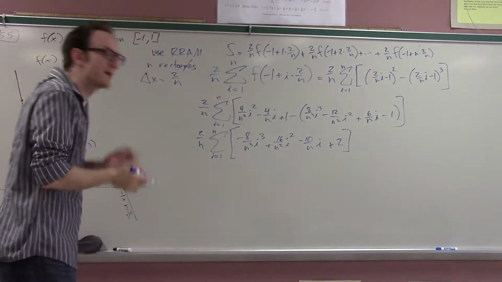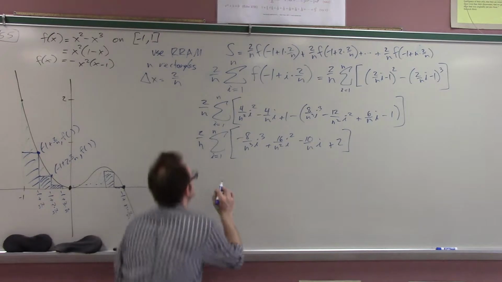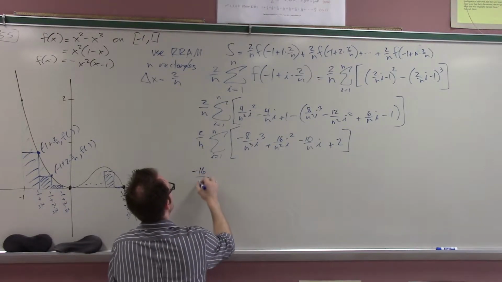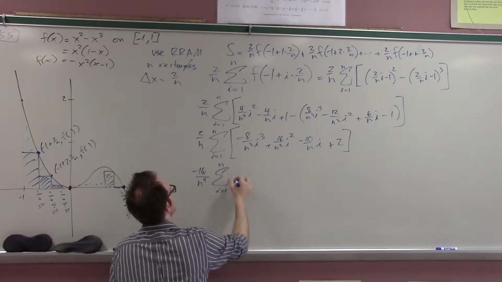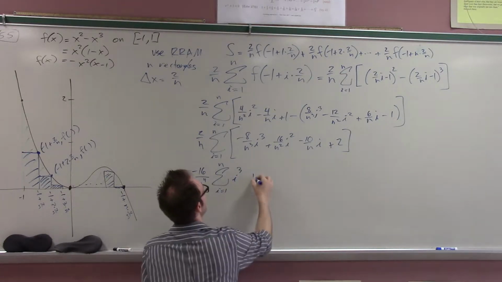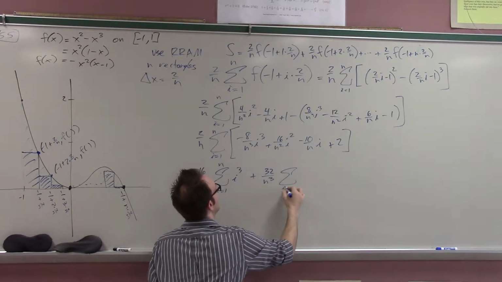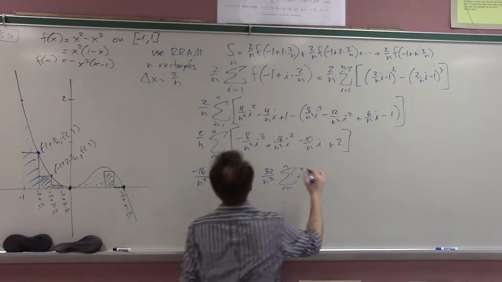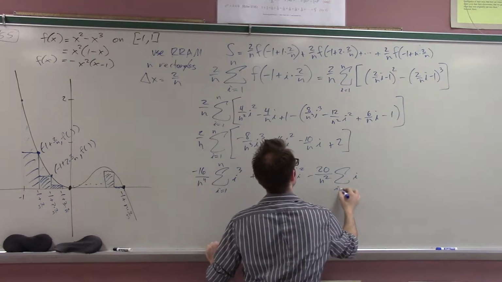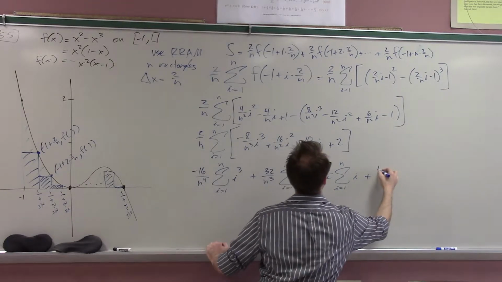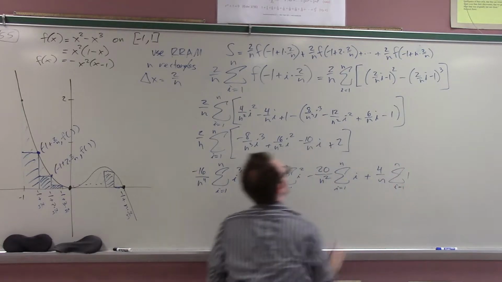Alright, it's really not so bad, but you do have to be careful and not drop the baby or whatever. Alright, so now if we split this up, I get -16 over n to the 4th times the sum of the cubes. This is the way I think it makes most sense to do this. Plus 32 over n cubed sum of the squares, minus 20 over n squared, the sum of the i's, plus 4 over n times the sum of the ones.